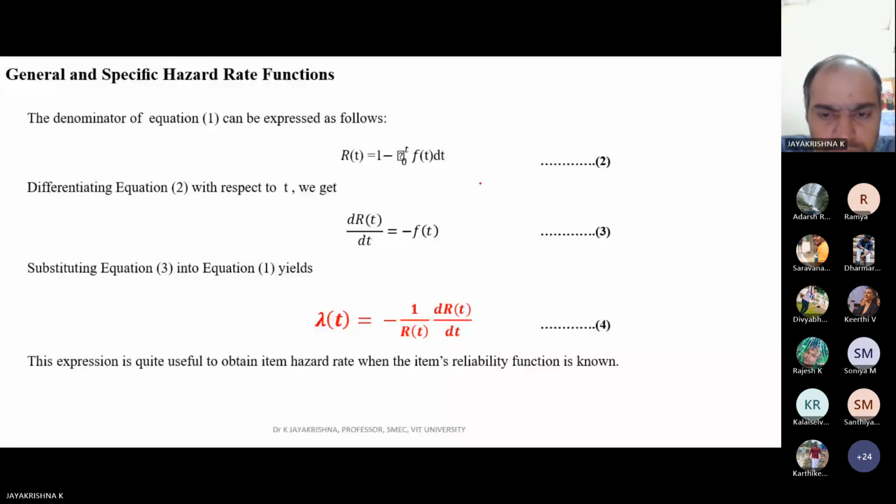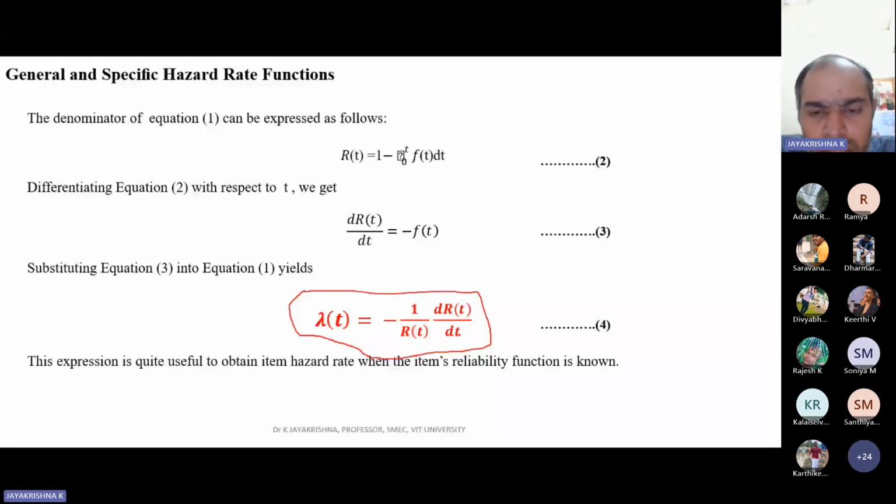Next, the other way to calculate this hazard rate is this one. If you know the failure rate, how do you calculate the hazard rate? Lambda of t is equal to minus 1 by the reliability of the component at time t, into the change in reliability divided by the change in time. Please note down this formula. This is one by the reliability at time t, into the change in reliability at time t divided by the change in time.